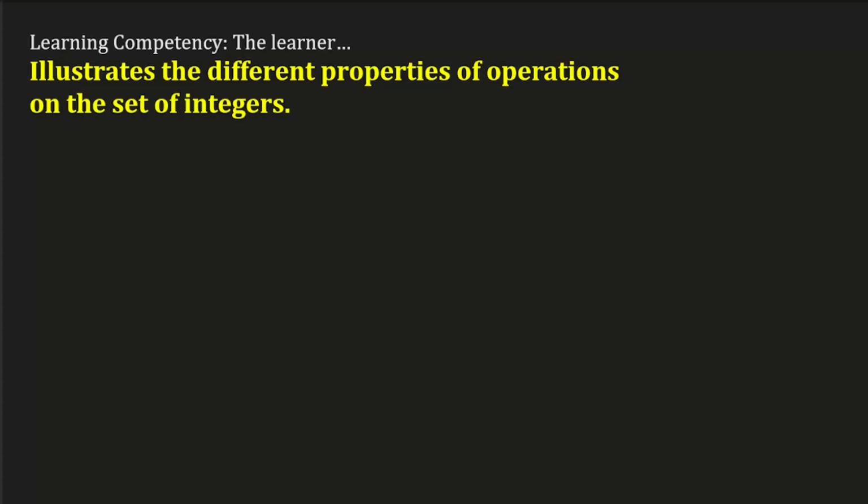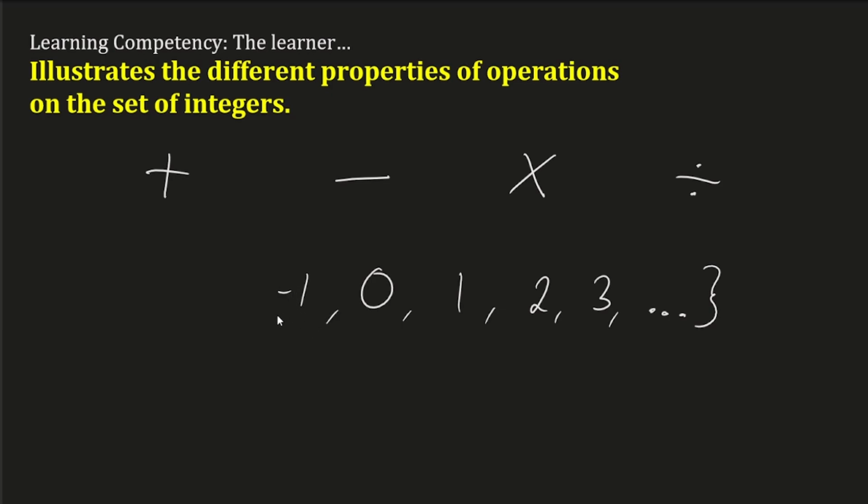After this video, you should be able to illustrate the different properties of operations on the set of integers. When we're talking about operations, these are your addition, subtraction, multiplication, and division. When we're talking about the set of integers, these are your whole numbers, 0, 1, 2, 3, and so on, and their inverse, -1, -2, -3, and so on. This can be denoted as Z.